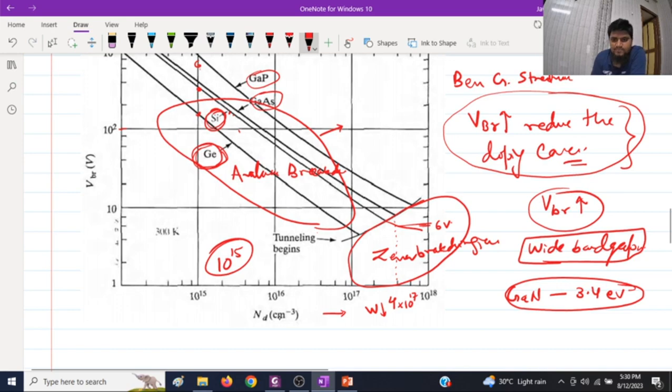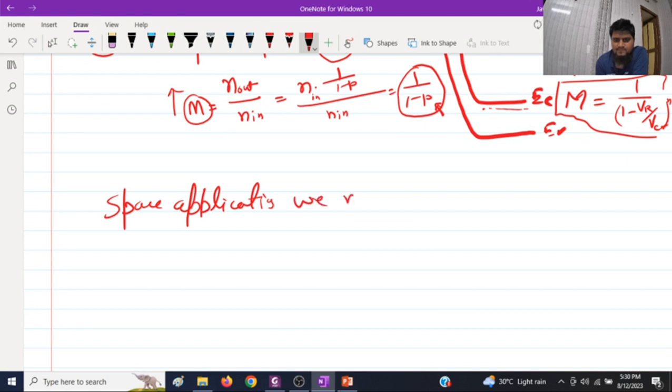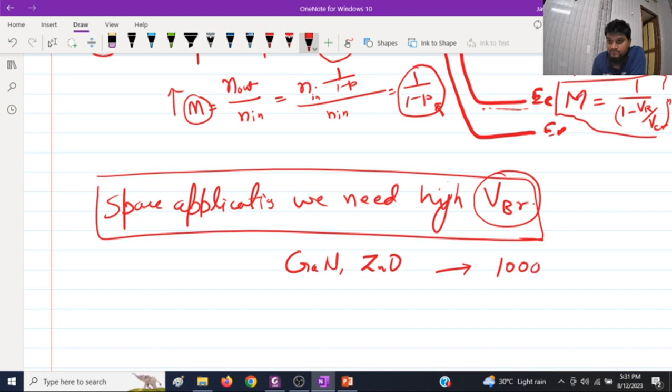And that's why for many applications, especially space applications, we need high breakdown voltage, because in space radiation fluctuations are quite high, and for your electronic circuits to survive, it's very important that the breakdown voltage be very high. For high band gap materials like gallium nitride and zinc oxide, the breakdown voltage may go up to 1000 volts, depending on the doping level. If the doping level is minimum, higher breakdown voltage can be achieved.